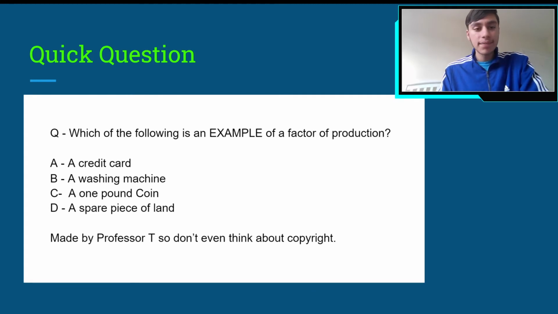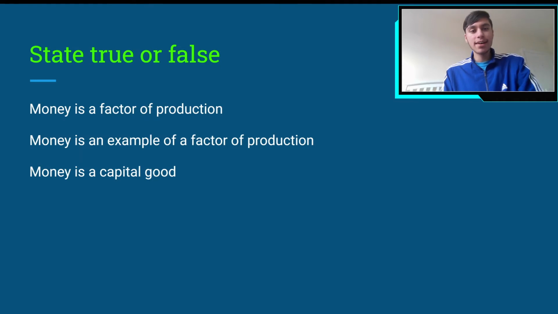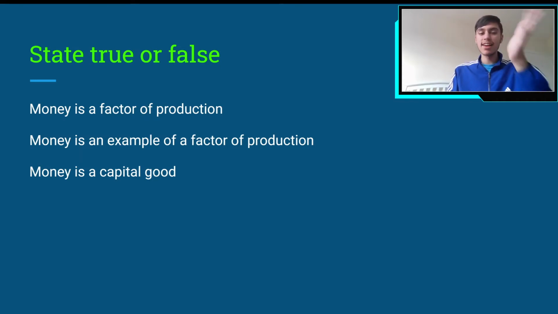But before that, I would like you to answer these 3 questions. That's the last 3 questions I would ask you to answer. It's basically just true or false. Do you think money is a factor of production? Do you think money is an example of a factor of production? Money is a capital good. There is a word play in the first two questions, and I'll be explaining what they mean. If you understood them very well, great, and if you didn't, no problem.